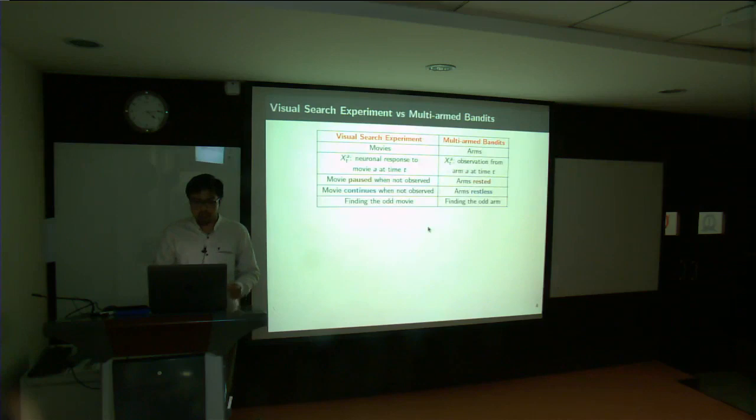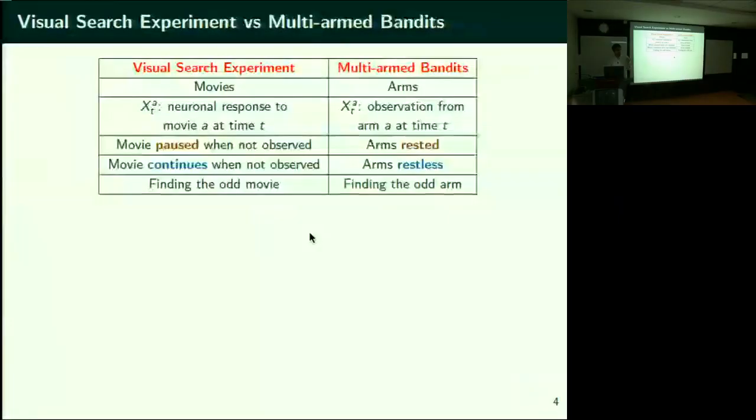Now, at time t on movie A, you got a certain neuronal response after observing the frame of that movie. That is treated as an observation in a multi-arm bandit. It's an observation that you get by pulling arm A at time t. Now, there can be two possibilities. You can choose to look at only one movie at any given time, so what is happening to the other movies? Either those movies can be paused till you come back and play them again, or those movies can continue to keep changing. There are two different scenarios that you can study.